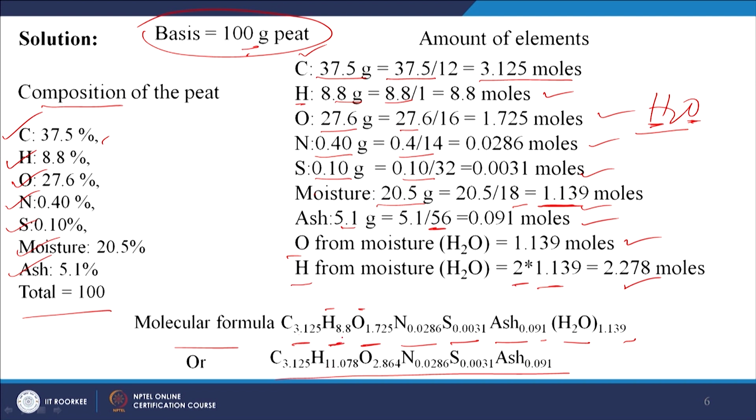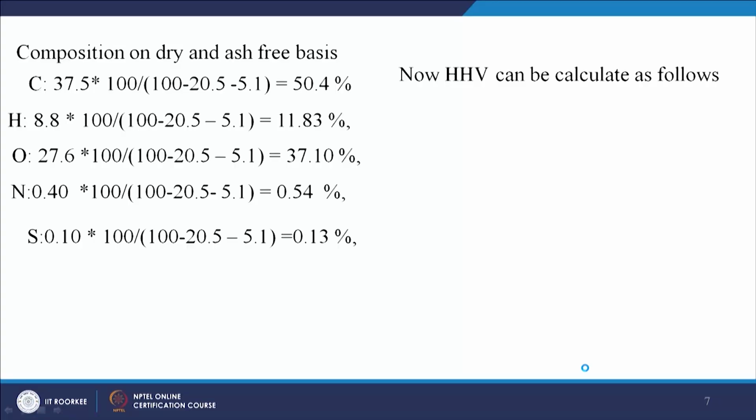So, 8.8 plus 2 into 1.139 is 11.079, and for oxygen 1.725 plus 1.139, that is equal to 2.864. So, this is the molecular formula of the peat sample. So, one part of the first question is done.